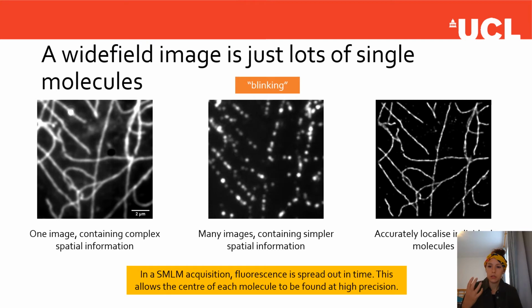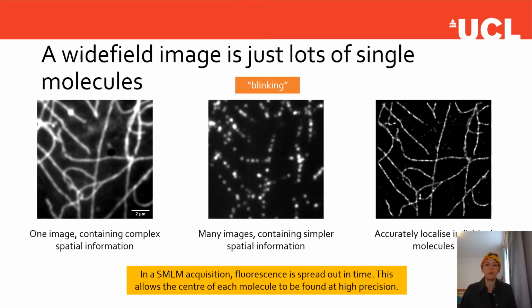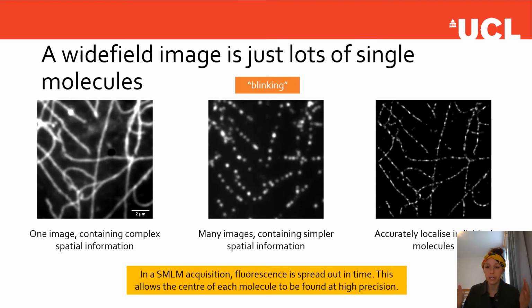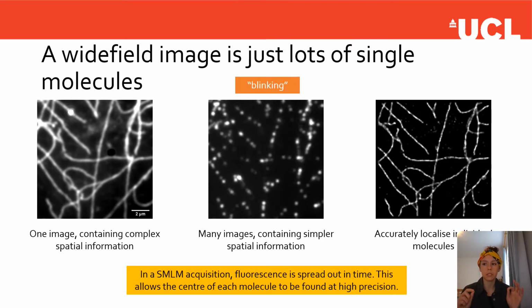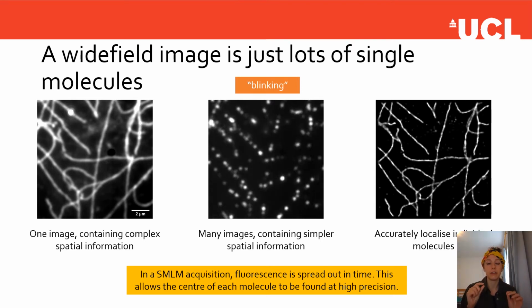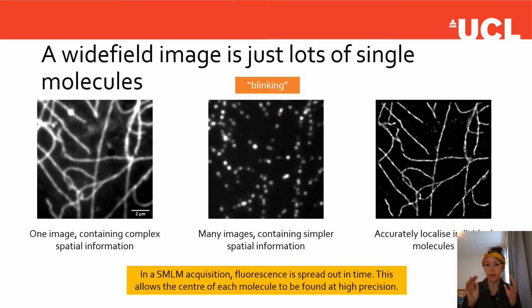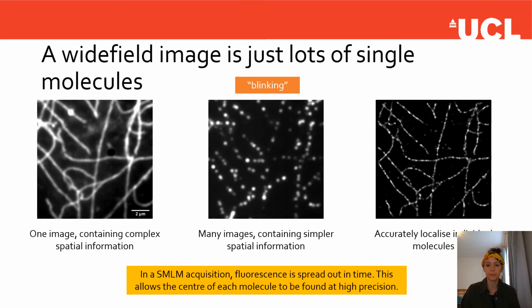To very briefly summarise single molecule localization microscopy, we spread the fluorescence out in time so we can see single molecules, and then we can accurately localize the center of each of those single molecules and build a map of where they are inside the sample. Great.